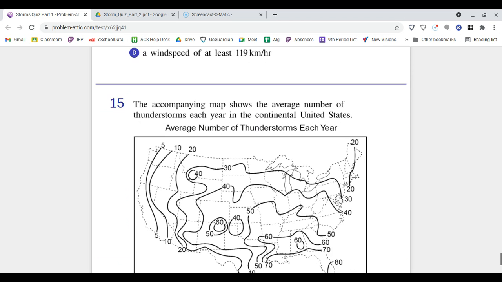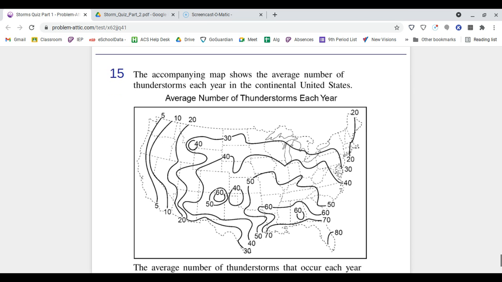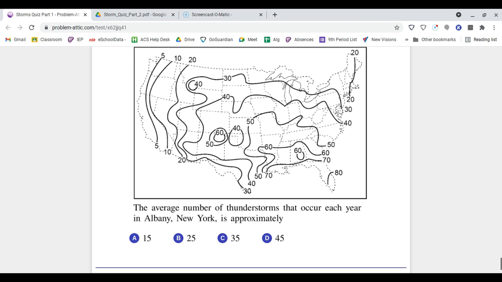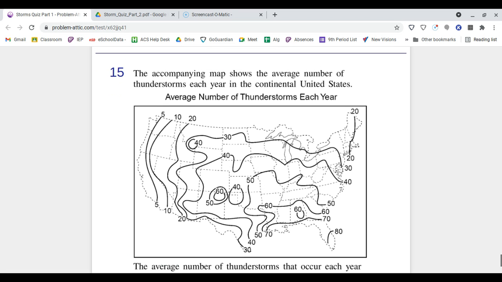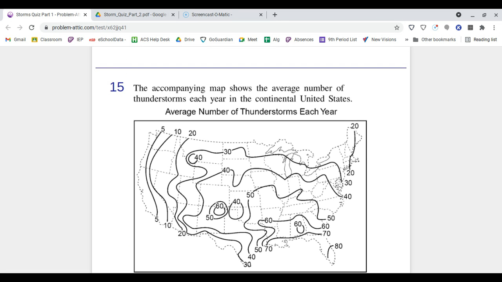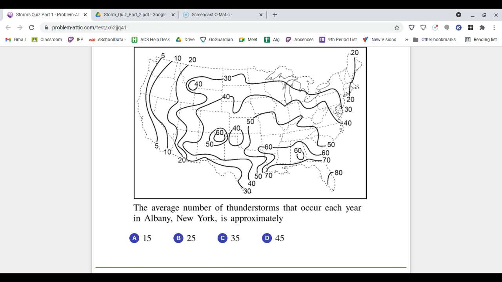Okay. Number 15. The accompanying map shows the average number of thunderstorms each year in the United States. The average number of thunderstorms that occur each year in Albany, New York is approximately what? So if you can find where Albany, where our state is, it is approximately 15, 25, 35, or 45? So what one can we definitely get rid of?